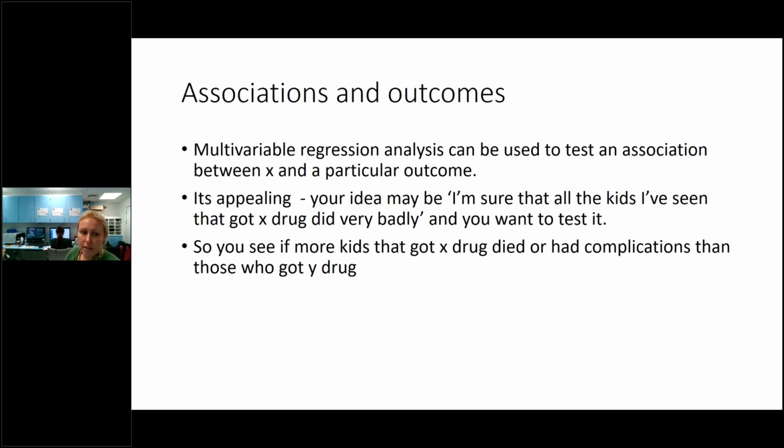Multivariable regression is what you'd use to test for an association between X and a particular outcome. And that's appealing when you're designing a project as a trainee, especially if you've found something you're really passionate about, you've had this brilliant idea. I'm sure all the kids that I've seen who got X drug did really badly. I want to test that, I want to find out. This is hard, you need big numbers and you're going to need a big amount of resilience and determination if you want to do this, but there's absolutely no reason not to. So you're going to take a huge amount of data and look at whether more kids that got drug X died or had complications than those who didn't or got drug Y. That's what you're going to do.